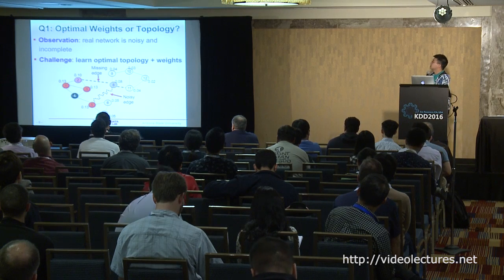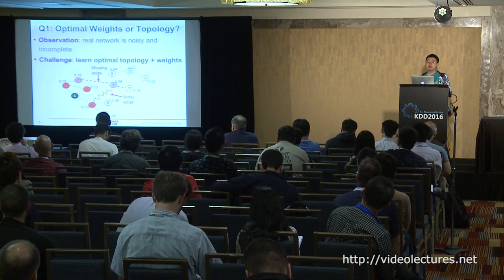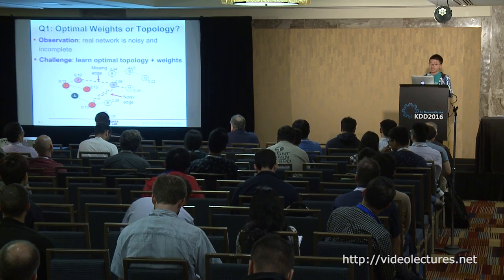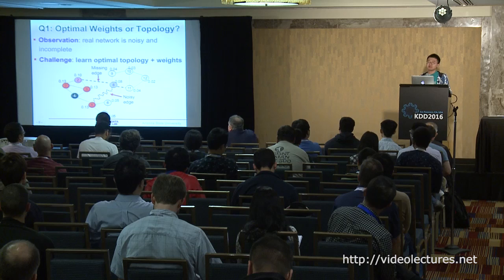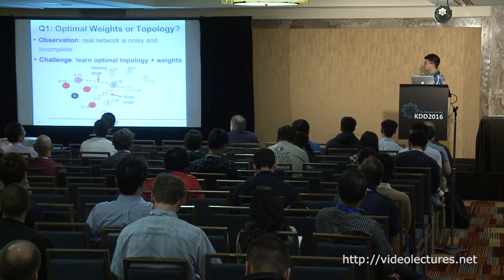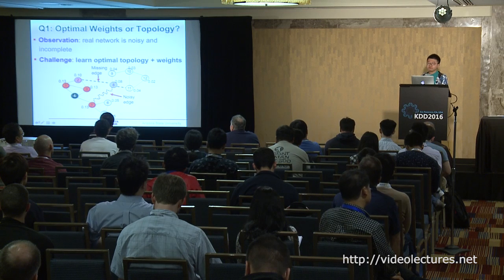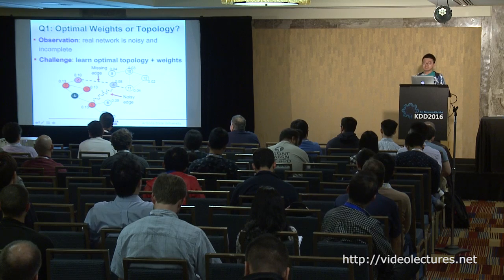For the first question, optimal weights or optimal topology, our observation is that real networks are often noisy and incomplete. So the challenge is, how can we learn optimal topology as well as optimal weights so that the weights of the noisy edges can be reduced and we can infer those missing edges?